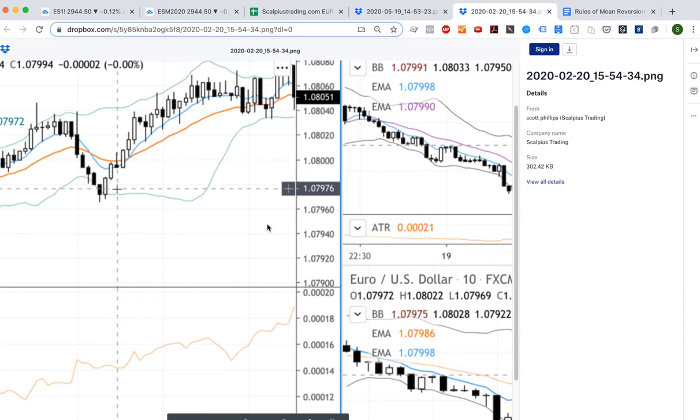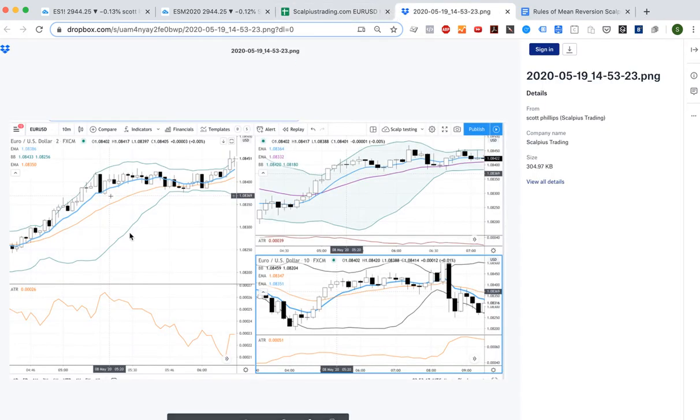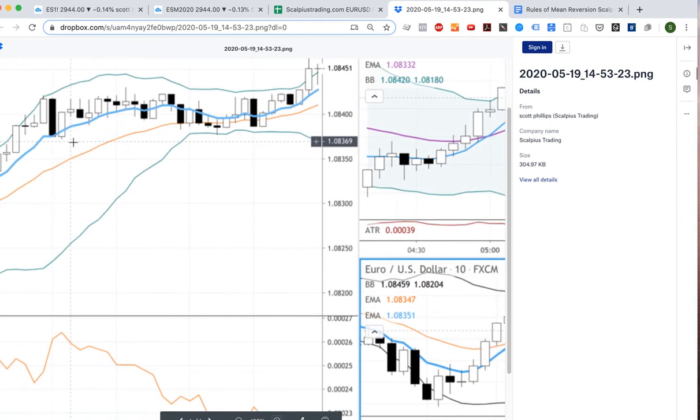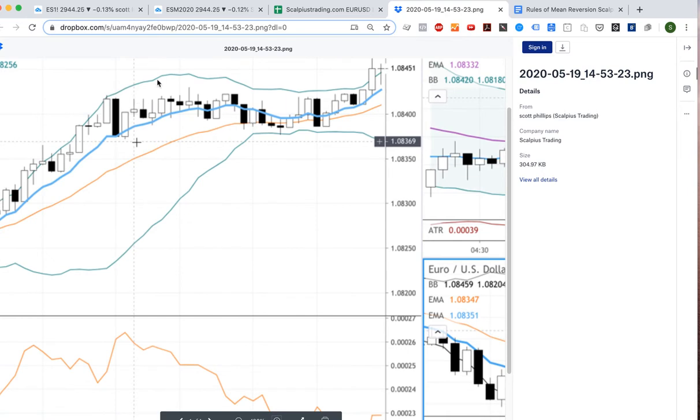Make sense? All right, let's keep moving. Here's a losing trade. I think it's good practice to not lie to ourselves and pretend all our trades are going to be winners.